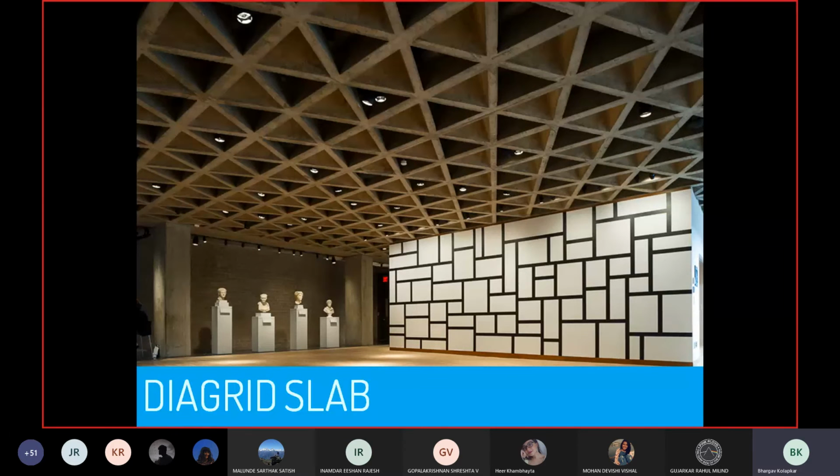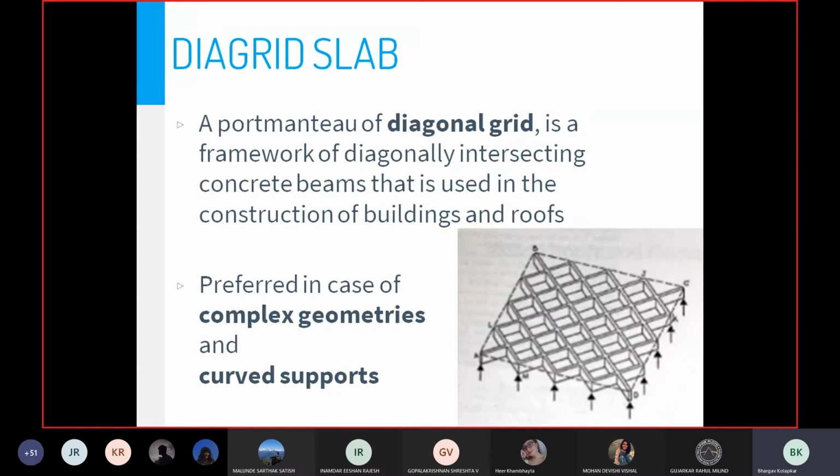Now, another type of grid slab, perhaps less commonly used and used only when there are really complex geometries, is what is called diagrid slab. This is nothing but a portmanteau of diagonal grid. So in this, the beams are not along the span. The beams are at an angle to the slab, and it is nothing but a framework of diagonally intersecting concrete beams that is used in the construction of buildings and roofs. And this is only preferred in case of complex geometries and curved supports.